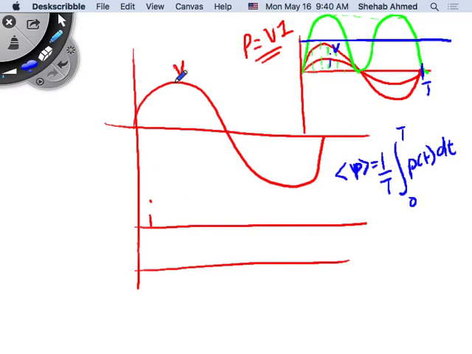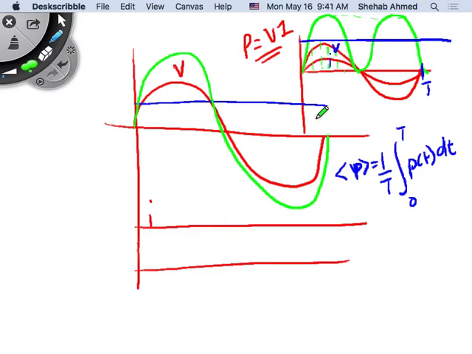What is power? What is V times I in this case? This is I. It looks exactly like the voltage waveform, but amplified. So this is P in this case. What is the average value of power in this case? It's equal to 0.